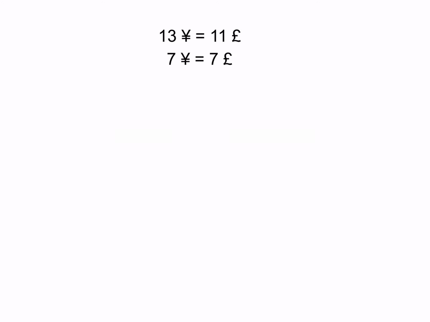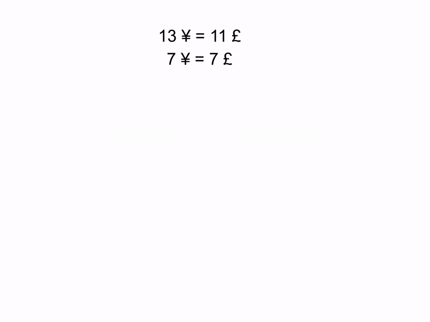Looking at the conversion equations, you may be tempted to solve this algebraically, meaning you may be tempted to write 13a = 11b and 7a = 7b. But if you try to do that, it will make no mathematical sense because these two equations contradict each other. So we can try another method, which is to think of it in terms of currency.